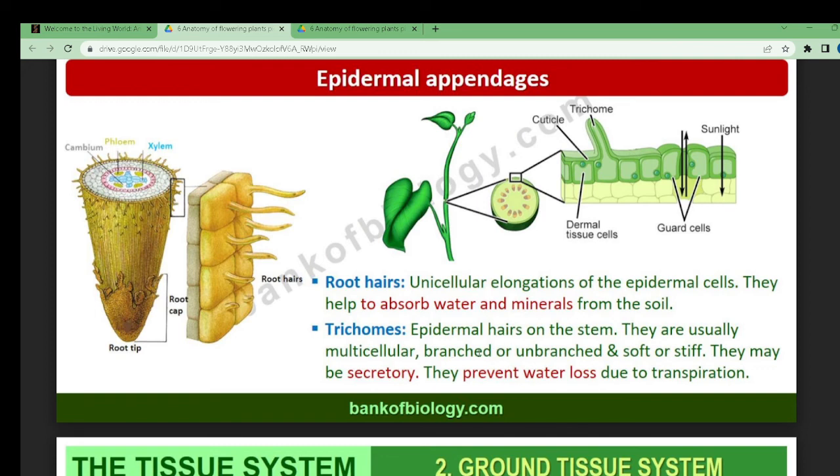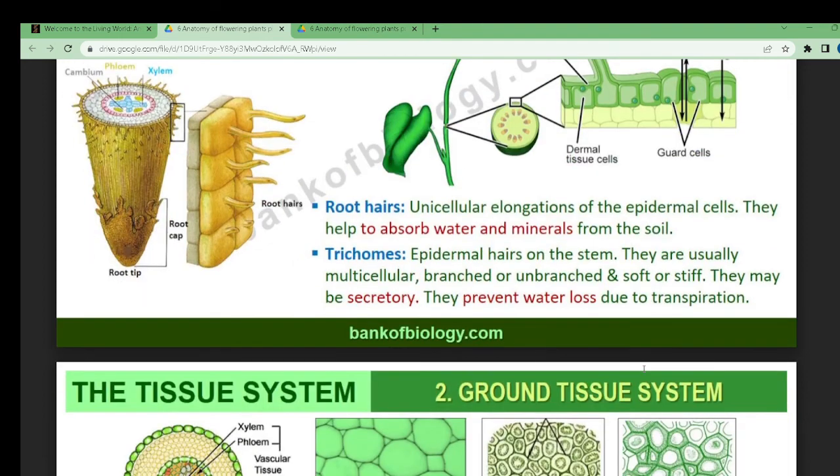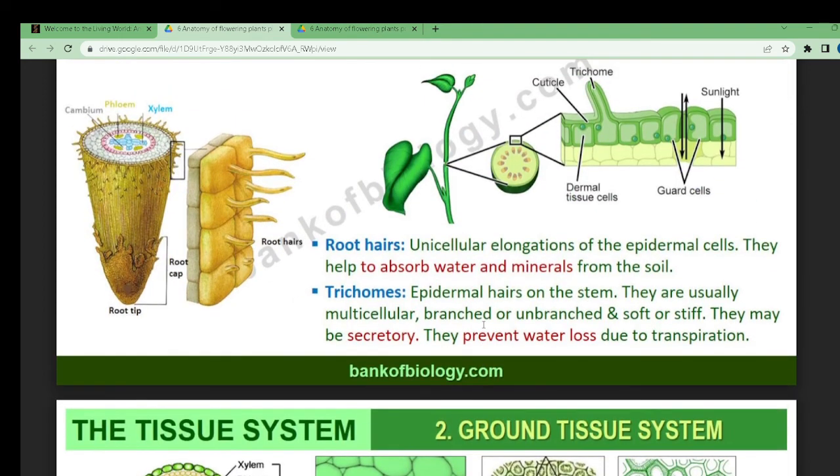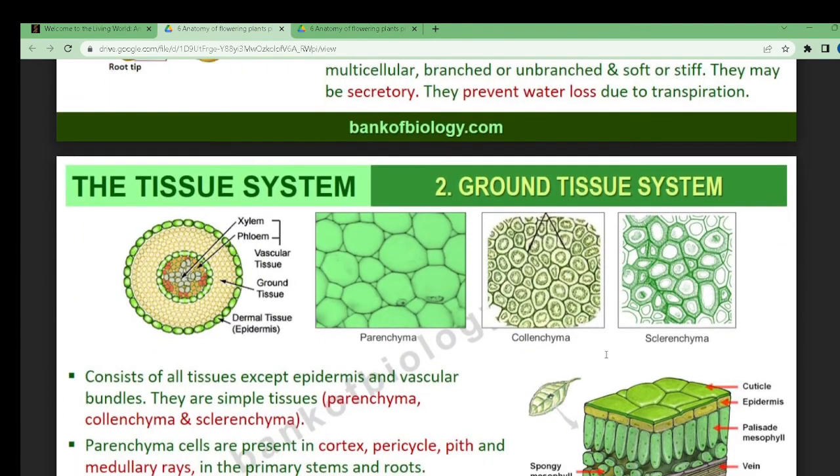They are usually multicellular, branched or unbranched, soft or stiff. Multicellular means many cells can be present at a time. They are branched, unbranched, and they may be secretory. They secrete some materials for the plants, some waxy materials and organic materials. They prevent water loss due to transpiration. They also prevent water loss.